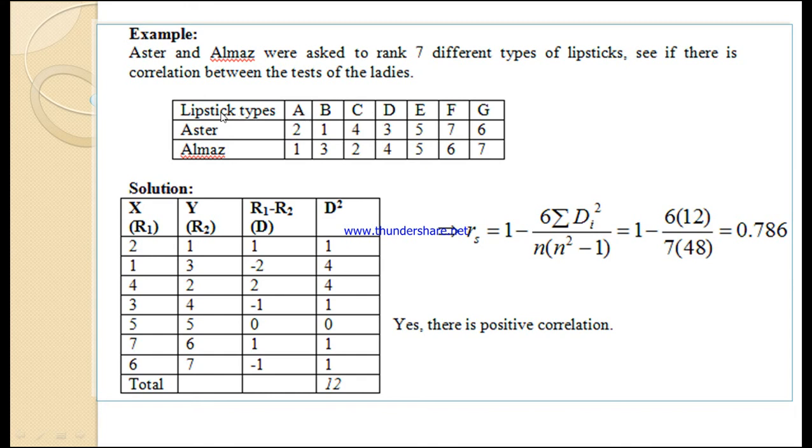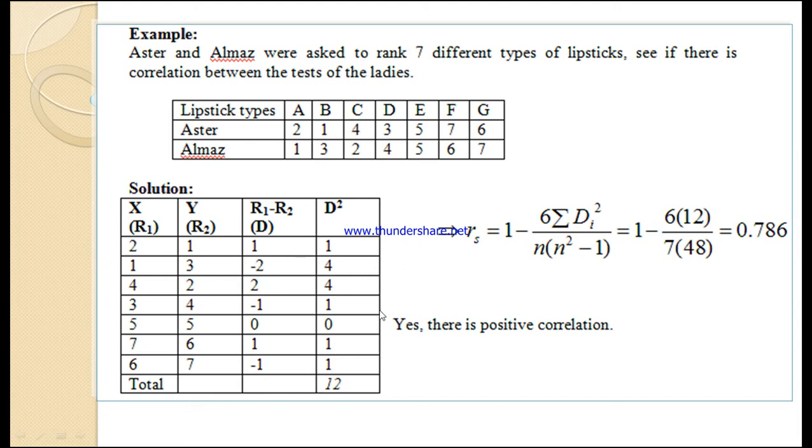Let us represent the types of lipstick products as A, B, C, D, E, F, and G. Suppose Aster ranked these 7 different types of lipstick as 2, 1, 4, 3, 5, 7, 6, and Almas ranked them as 1, 3, 2, 4, 5, 6, and 7. Therefore, we can calculate the correlation between the tests of Aster and Almas by working through 3 steps as follows.